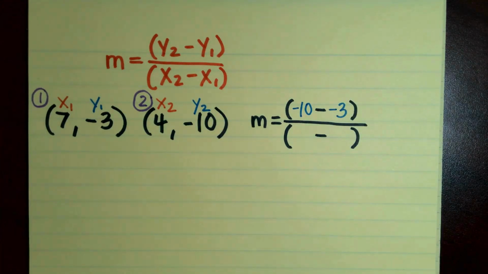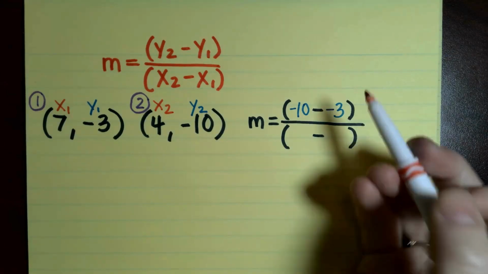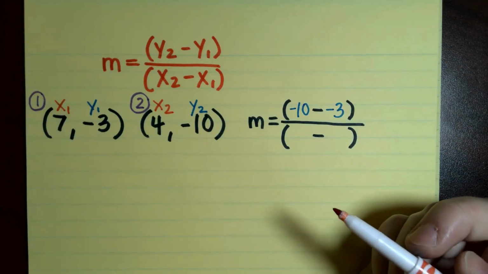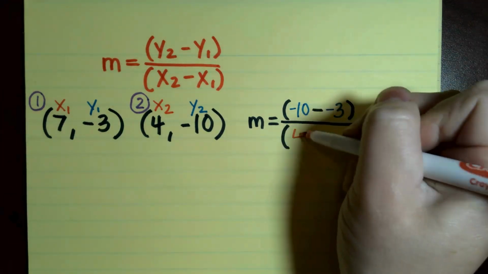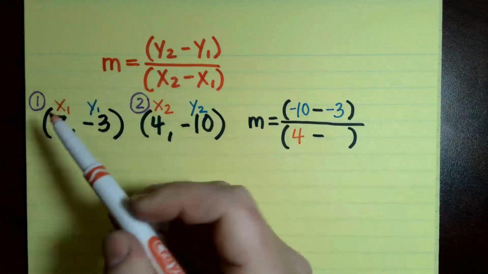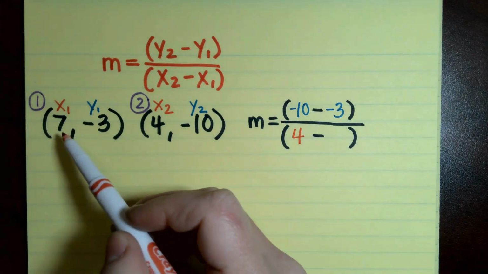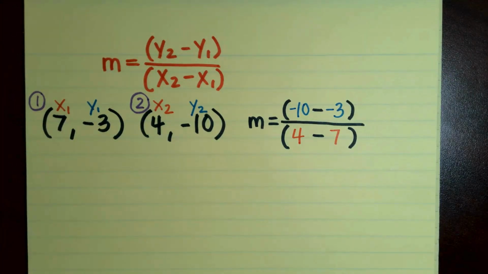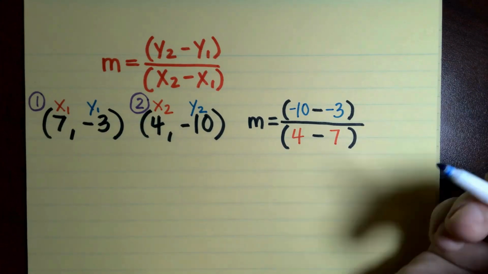Now let's work with our x's. What's going to go in the first slot? What's my x2? 4. 4 minus x1, which is 7. Good. Now all we have to do is solve, and if you want to do it on paper, great. If you want to type it into your calculator, also great. What are we going to get for the top number?